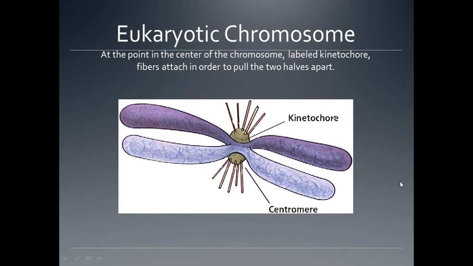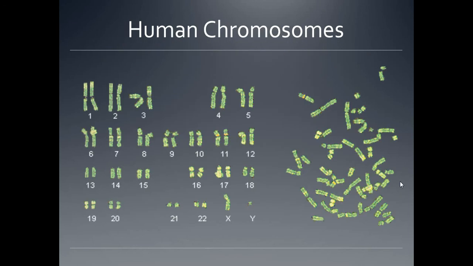At the point in the center of every eukaryotic chromosome, it's labeled the kinetochore. Fibers attach, and those fibers are called the spindle fibers, in order to pull the 2 halves apart. In mitosis, the 2 halves of the chromosome don't get pulled apart. That happens in our next lesson, which is meiosis. Here you can see, this is called a karyotype. A karyotype is a picture of an individual's chromosomes.